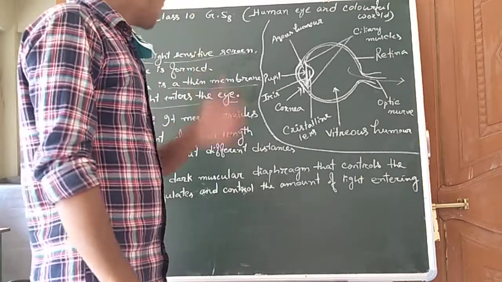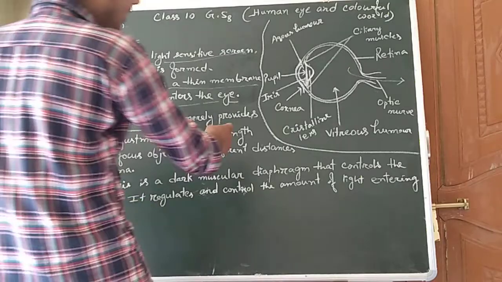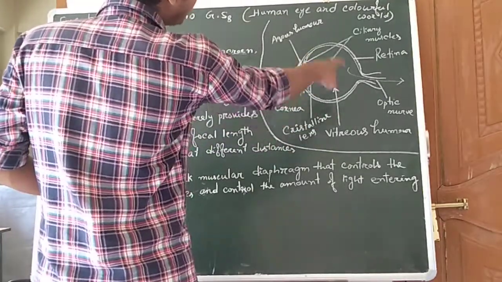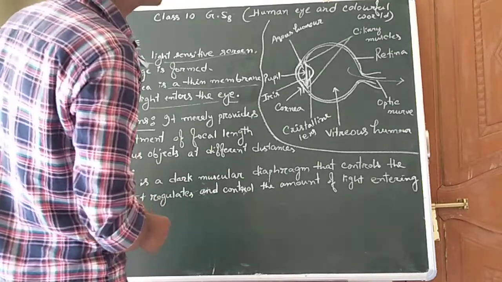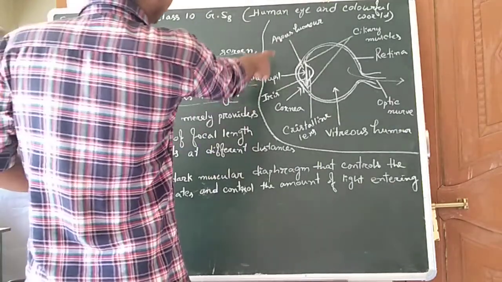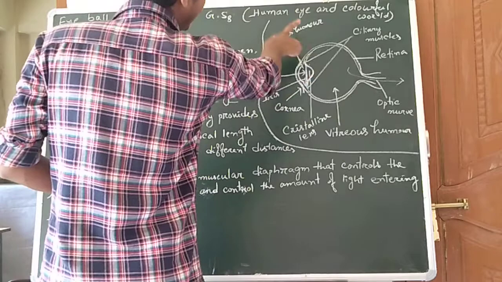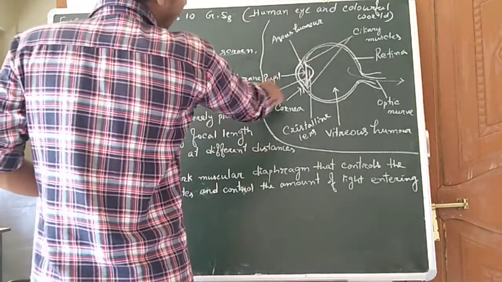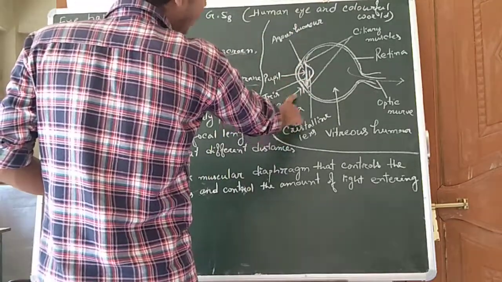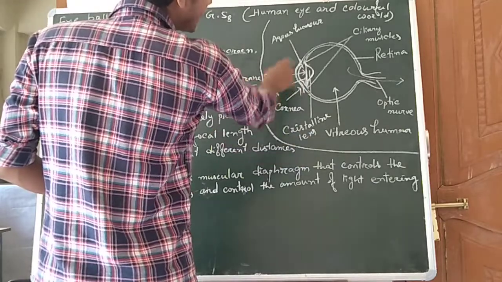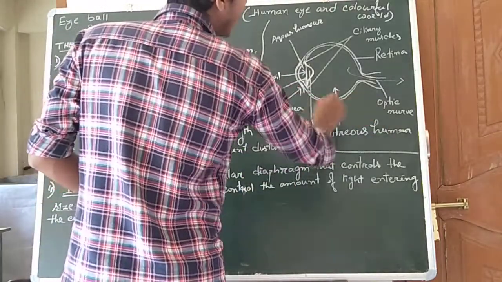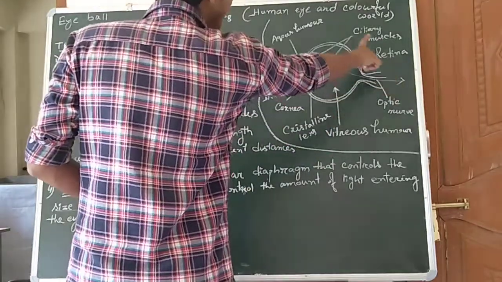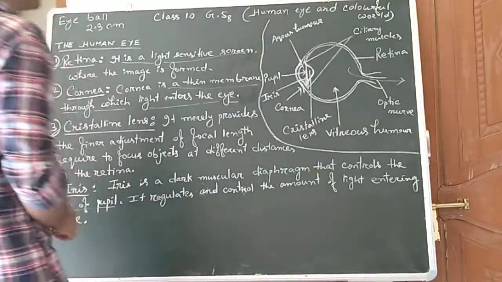Now here, on the right side, is a diagram of the human eye. I have drawn a diagram and labeled some parts here. See, this part is called aqueous humor. Pupil is here, iris is here, cornea is here, crystalline lens is also here, vitreous humor also here, optic nerve also here, retina also here, and ciliary muscles also here.